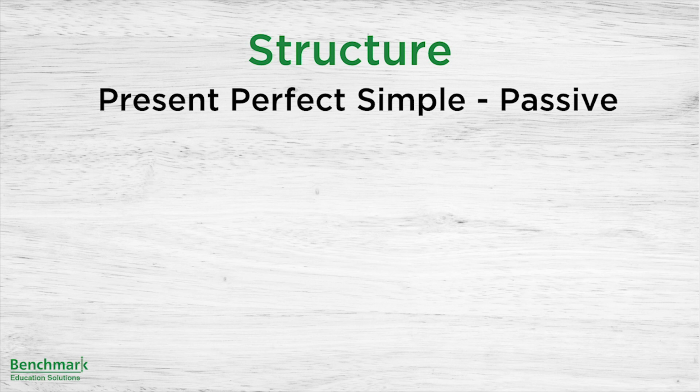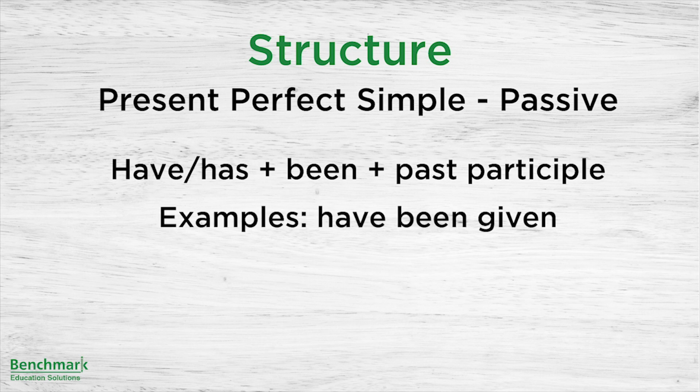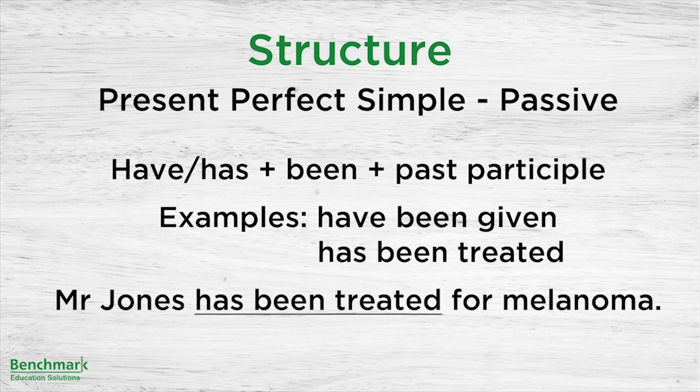In the passive form, we use the same structure, but we need to add the word been after has or have. This is the past participle form of the verb to be. Remember, a passive sentence almost always contains the verb to be. Adding this to our present perfect sentence changes it from active to passive. For instance, have been given, has been treated. A sample sentence would be, Mr. Jones has been treated for melanoma.